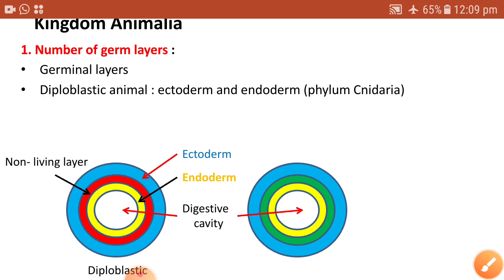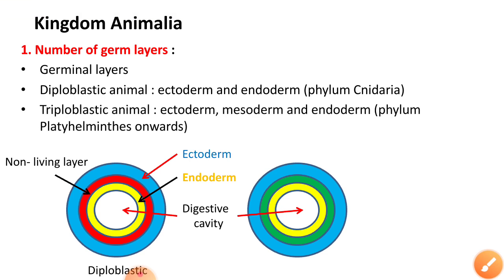The second type is called triploblastic animals. In triploblastic organisms, all 3 germinal layers are present: the outer ectoderm, the inner endoderm, and besides these there is also a third layer called mesoderm.